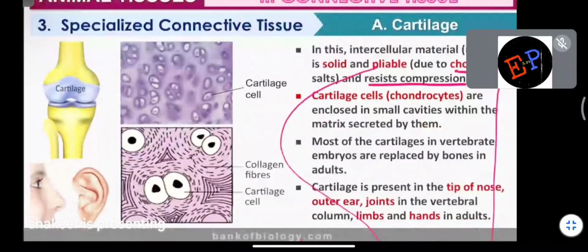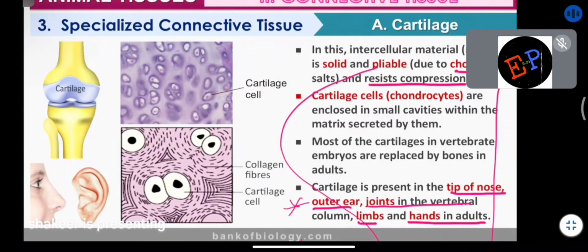Clear now? So now see the presence of this cartilage. It is present in the tip of the nose, outer ear, joints in the vertebral column, limbs as well as hands in the case of adults. In all these regions, you will find cartilage. At the starting point of the nose, the tip of the nose. Outer ear means what? Actually, there are two ears, inner ear and outer ear. We hear with the help of the inner ear, not the outer ear. Outer ear is made up of cartilage.